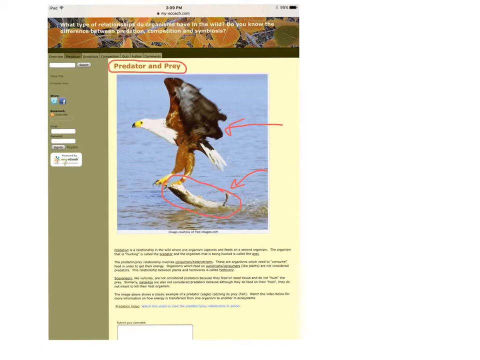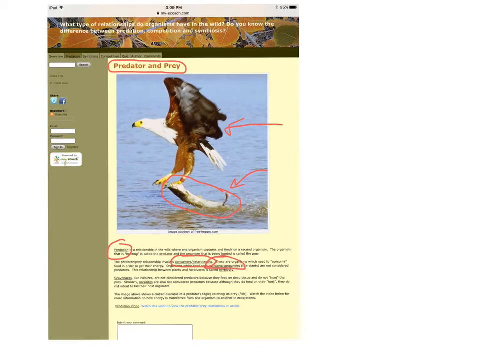Now, this is not going to be a very long-lasting relationship. These two will not be hanging out with each other for very long. So predation is just the process of capturing and feeding on another organism. Predator, of course, is doing the hunting, and the prey is being hunted. These are called consumers or heterotrophs, which means they have to eat in order to get their energy. They're not like plants, which can make their own food within their own cells. And those are called autotrophs.